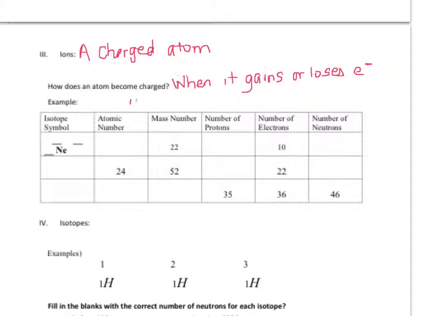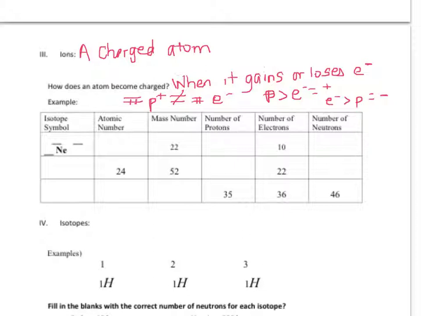So if we look at the number of protons compared to the number of electrons, we'll see that they're not equal. If our protons are greater than electrons, then that means the charge will be positive. If electrons are greater than protons, the charge will be negative.